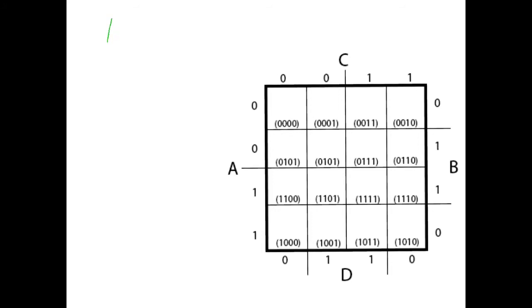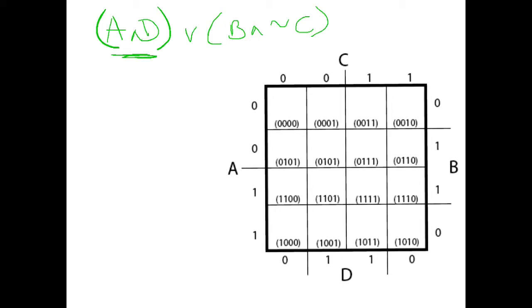Okay, let's try A and D, or B and not C. Okay, this could be hard. Let's start with our A and D. So we're looking for overlapping A and D, where A is true and D is true. So we're looking for something that's got the pattern of 1, something, something, 1. So let's look for those. We've got 4 of them by the look of it. Okay, so I'm just going to fill those in.